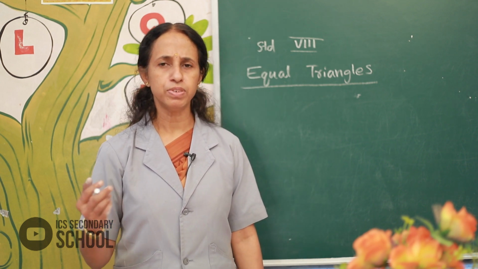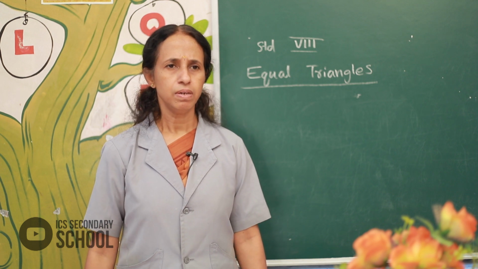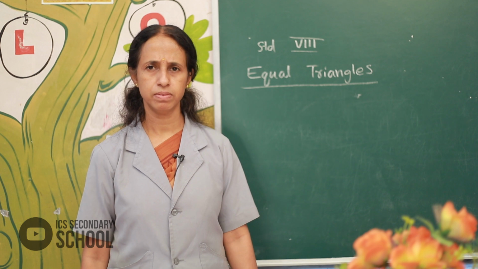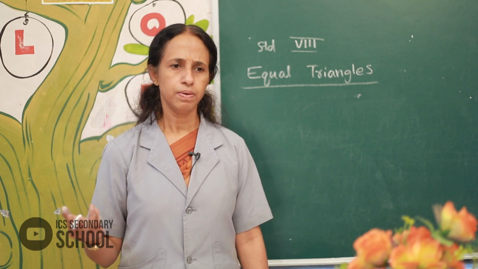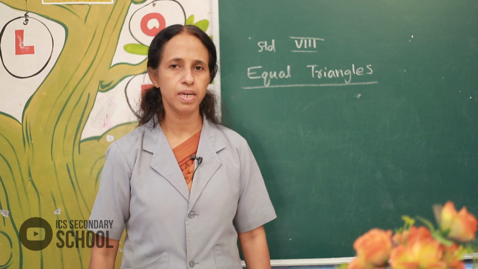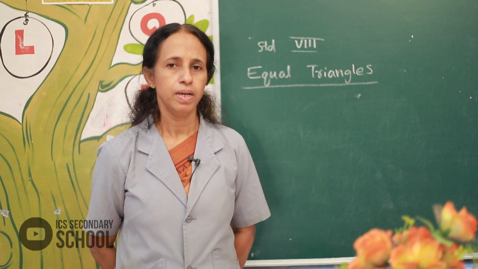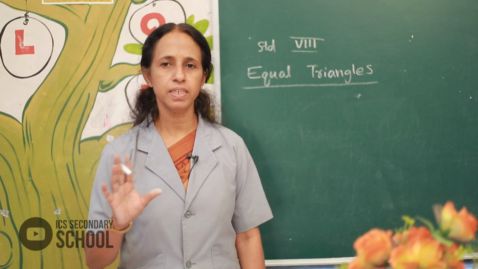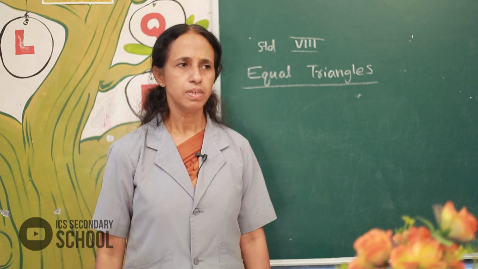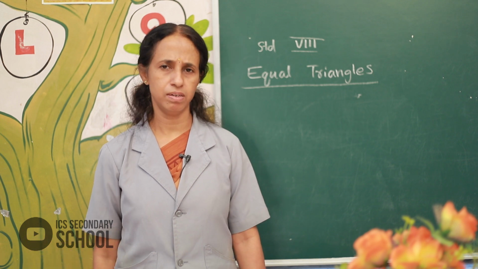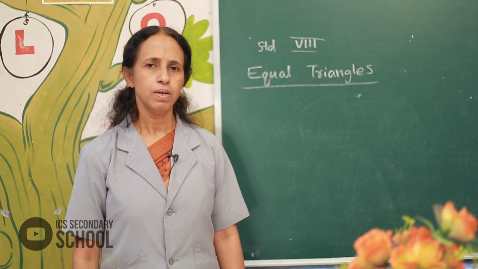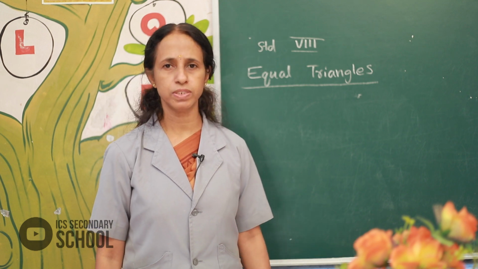Do you know about triangles? What is a triangle? How many sides does it have? A triangle is a three-sided polygon. It has three edges and three angles. What are the different types of triangles? Name the triangles based on sides and based on angles.